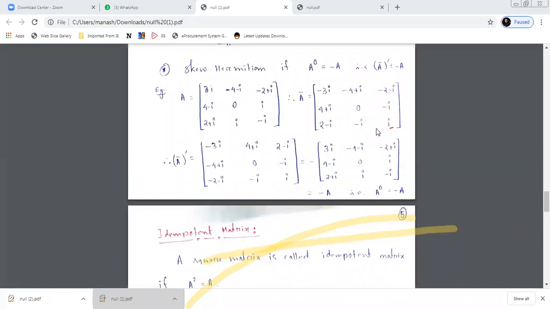So if I ask you, what are the diagonal elements of a skew Hermitian matrix? Tell me, anyone? Yeah, tell me, the diagonal elements of a skew Hermitian matrix are what?